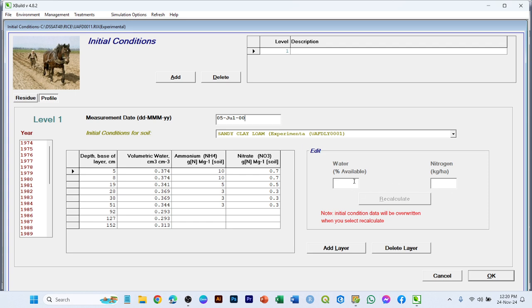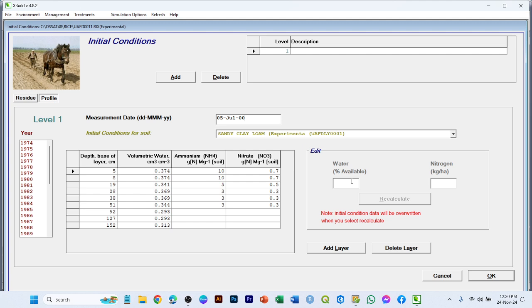Say for example, you know the value of percentage availability of water. If you don't have all these values, then if you know the availability of water and nitrogen, you simply put the values over here, then the model will automatically calculate by the equations that are already embedded in the backend, and the values will be displayed over here. For example, be careful. Is it the volumetric water content? Exactly.